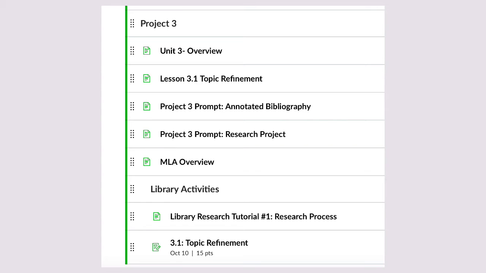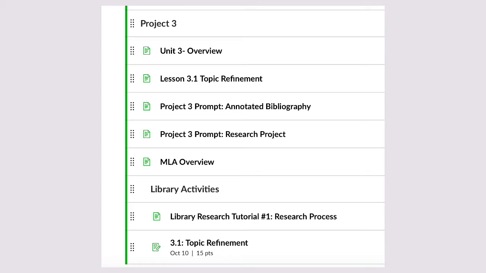Please read the prompt for the annotated bibliography. You're not doing that this week. That's going to be your main task next week, but you need to read ahead so that you understand what you're going to be doing. And then the prompt for the actual assignment. So your assignment is called the research project. Please read that entire assignment sheet very carefully. If you have any questions, post them under the Ask the Instructor discussion thread.